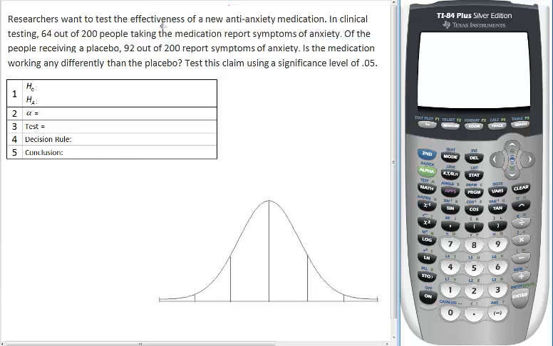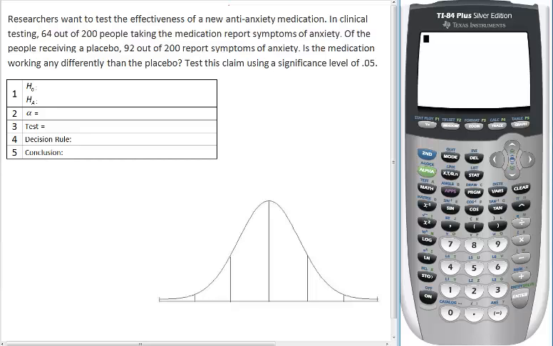Researchers want to test the effectiveness of a new anti-anxiety medication. In clinical testing, 64 out of 200 people taking the medication report symptoms of anxiety. Of the people receiving a placebo, 92 out of 200 report symptoms of anxiety. Is the medication working any differently than the placebo? Test this claim using a significance level of 0.05.